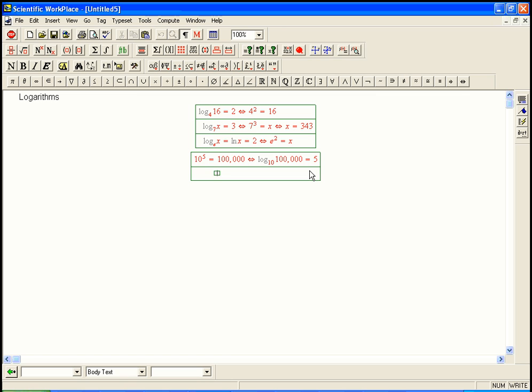let's do e again. If e to the x is equal to 12, then what must x be? This has a bit of a different feel, even though it's the same kind of procedure.